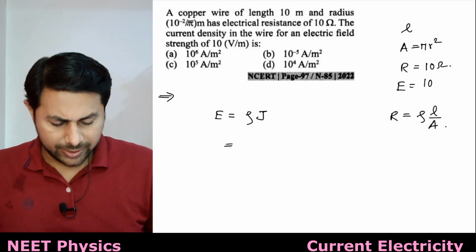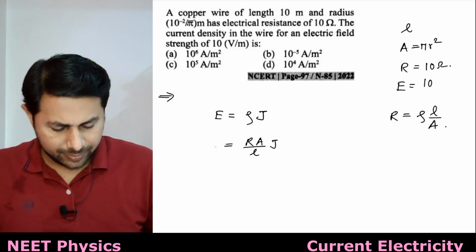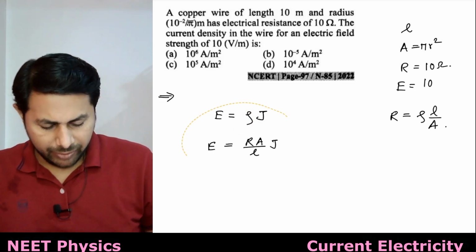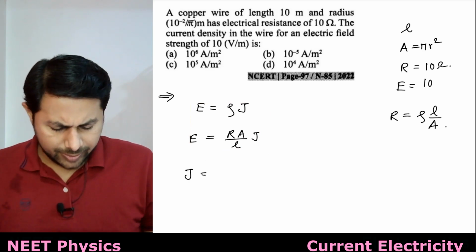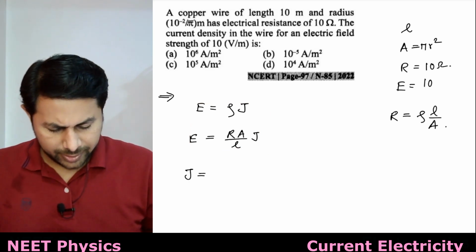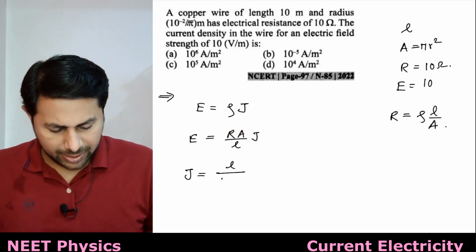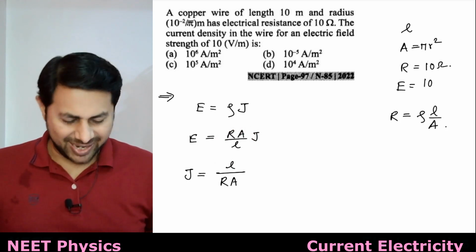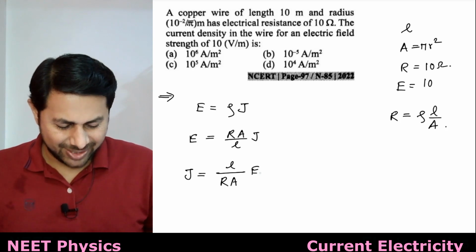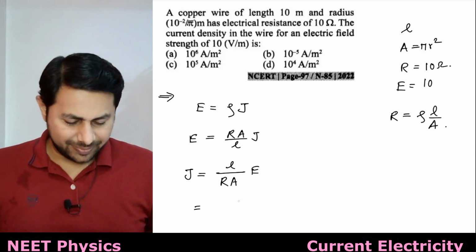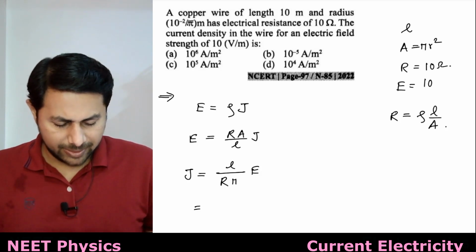So what will be rho? R times A upon L. But we want J, current density is asked. So just move these things to the other side. L divided by R A goes to this side, so multiplied by the electric field, you have L by R A. So that is L by pi r square, so let me write pi r square here itself.